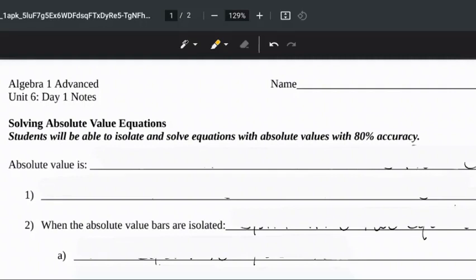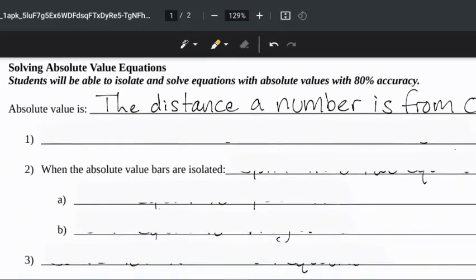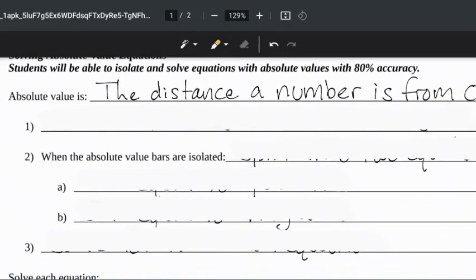And the first thing we need to make sure we are all on the same page about is what absolute value is. Well, absolute value is the distance a number is from zero. Distance can't be negative. So when we're doing the absolute value of something, we're talking about distance. -3 is 3 away from zero. It's always going to be positive because distance can't be negative. So that is what absolute value is.